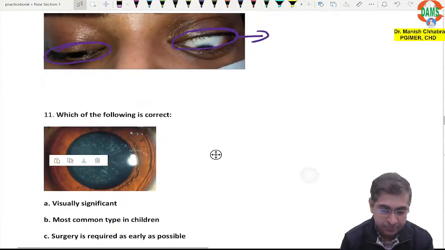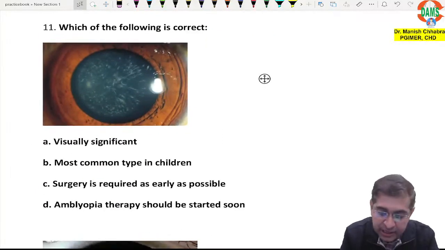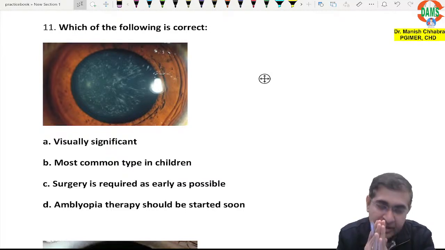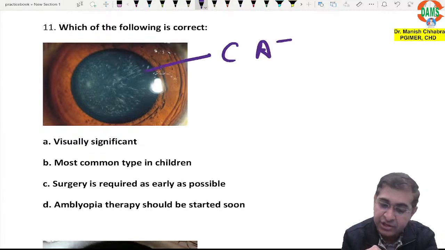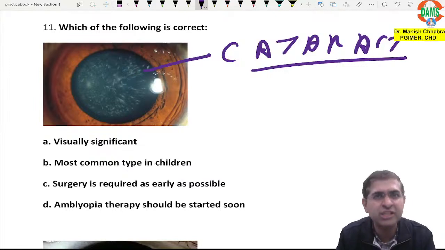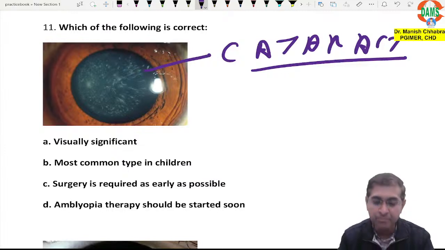Now, which of the following is correct? What do you see? Can you appreciate small dots in the lens? It goes in favor of what? Of course, it is your cataract. But the question is incomplete. They have just given some random picture and asked, what do you see? So based on this, first check out the options, then we'll reach the answer.